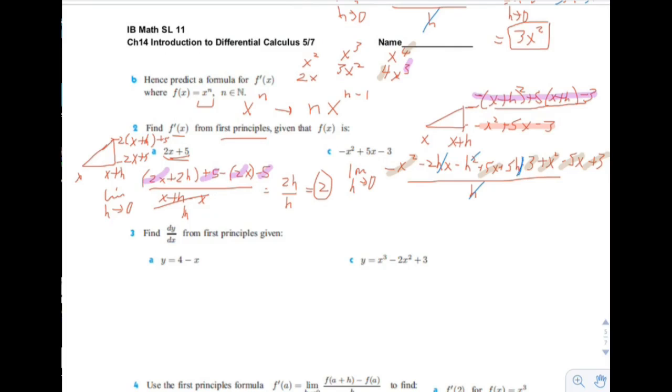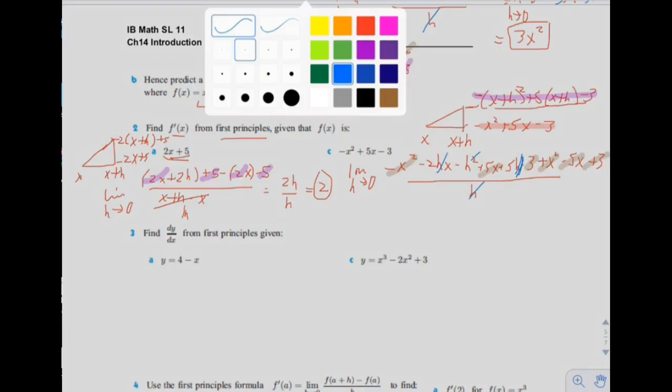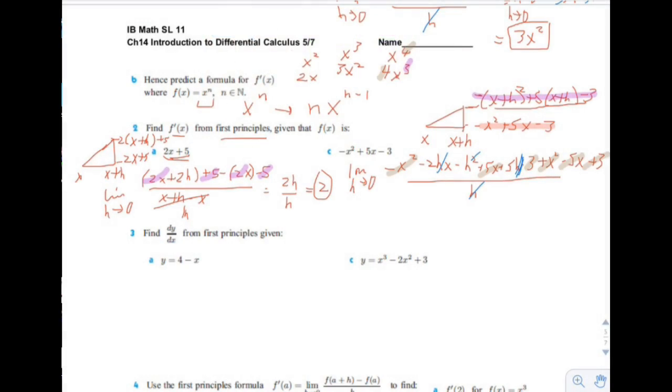Okay, oops, I'm having a hard time crossing that out. Okay, now I'm going to rewrite the whole thing. So I'm going to have limit as h approaches 0 of negative 2x minus h plus 5. So now if I plug in h equals 0, I no longer get 0 over 0.